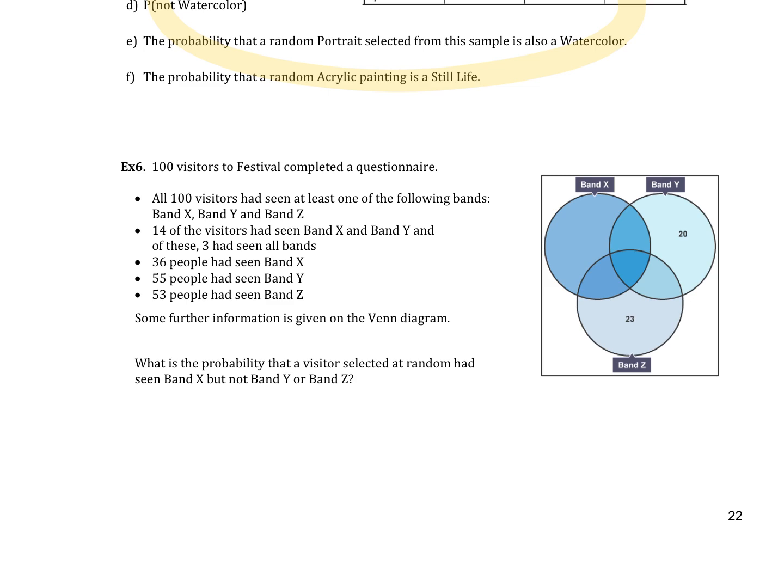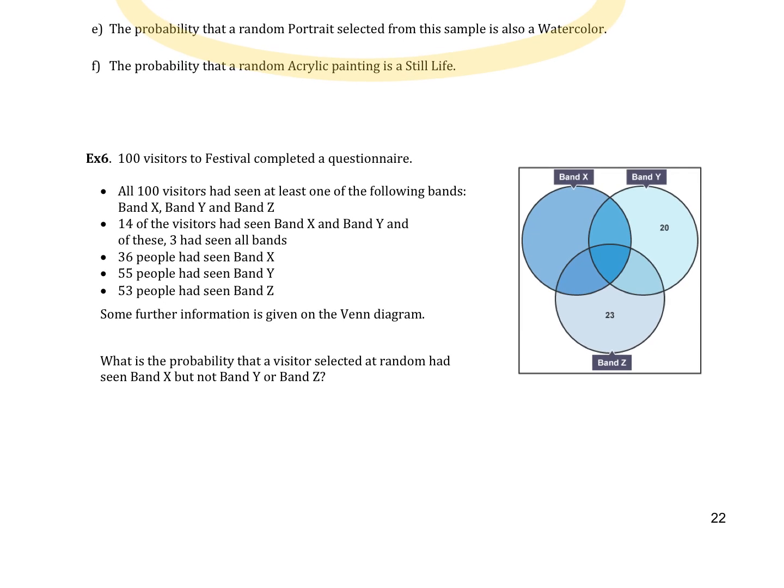Okay, and then this is a three set, so this is a little trickier. All right, so there's 100 total that are going to these three things. All 100 had seen at least one of the following bands, X, Y, and Z. So there's nobody on the outside. There's just way more zones now, and some of this gets kind of complicated. Okay, so I've taken care of the fact that there's a 0 on the outside.